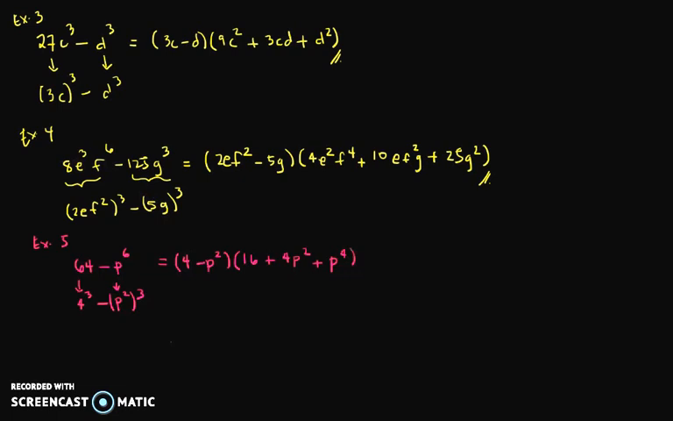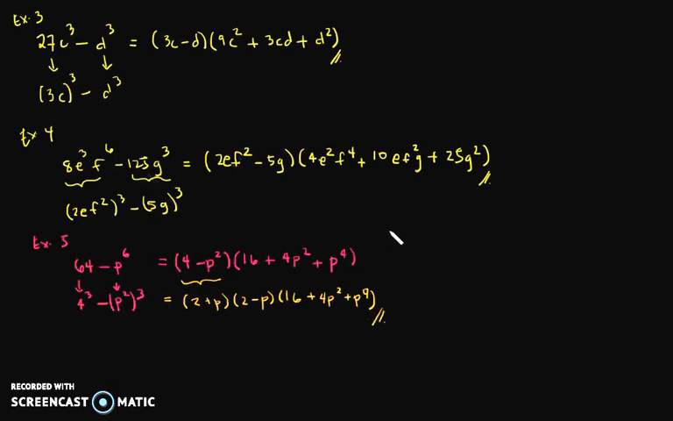But as you can see, we can still factor this expression using the difference of two squares, so that would be equal to 2 plus p multiplied by 2 minus p, and just copy the other factor. Okay, so this would be your final answer.